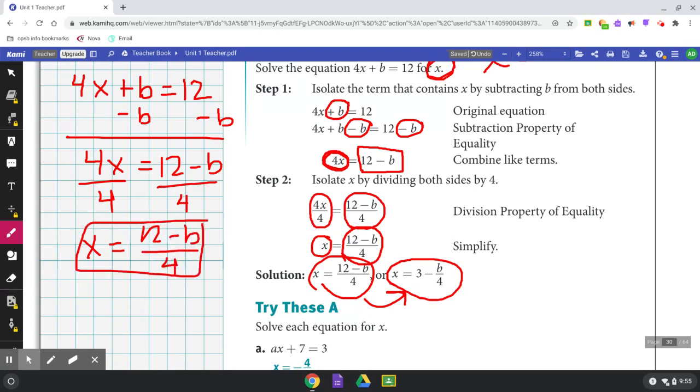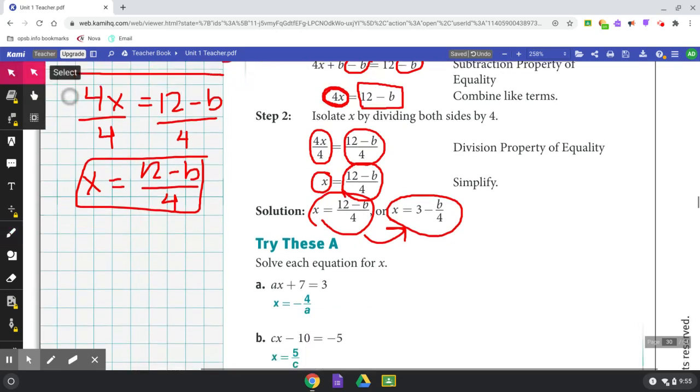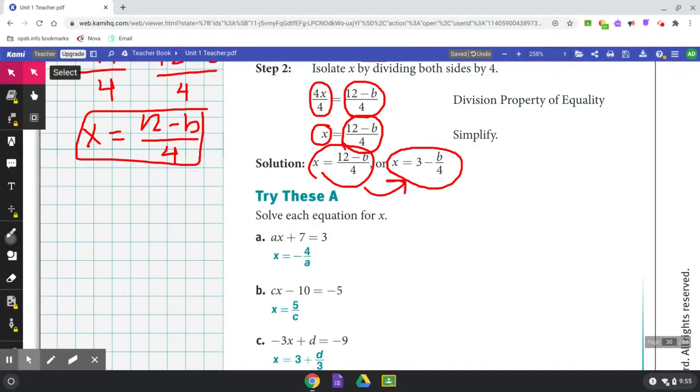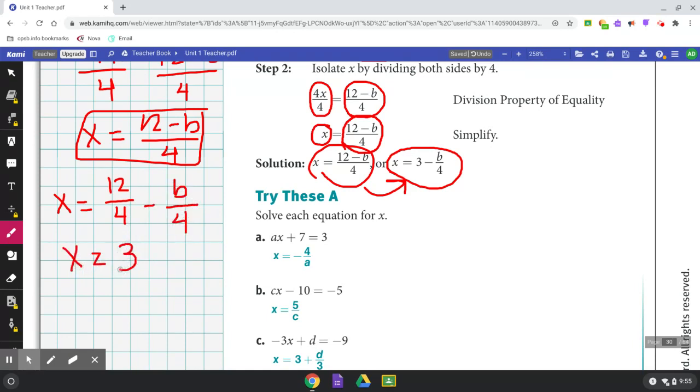Okay, the simplified version of that. And I'm going to write this down here so that you can see. If you can't visualize it, here you go. x equals 12 divided by 4 minus b divided by 4. And that's how they got the x equals 3 minus b over 4. That's where that comes from.